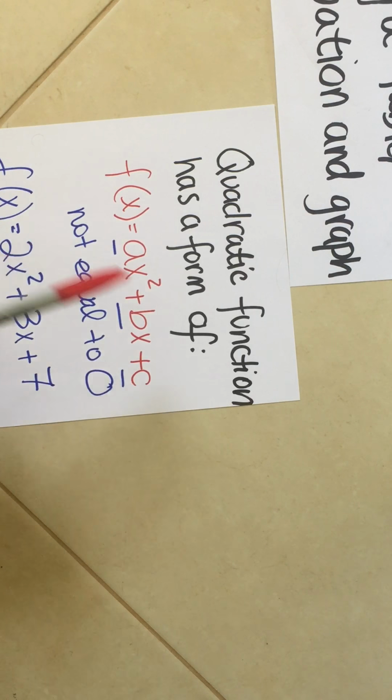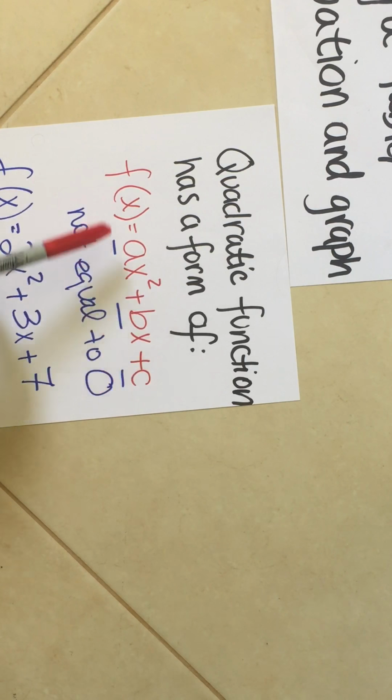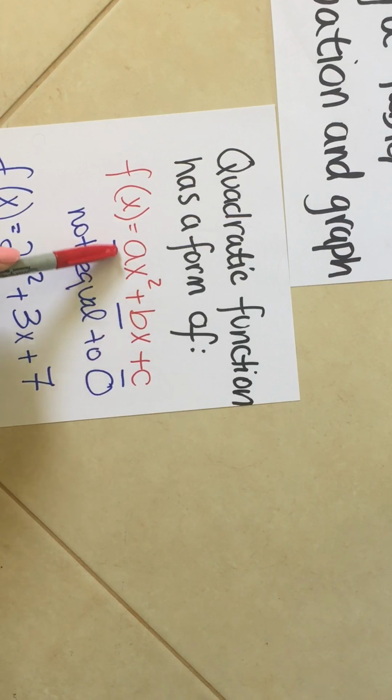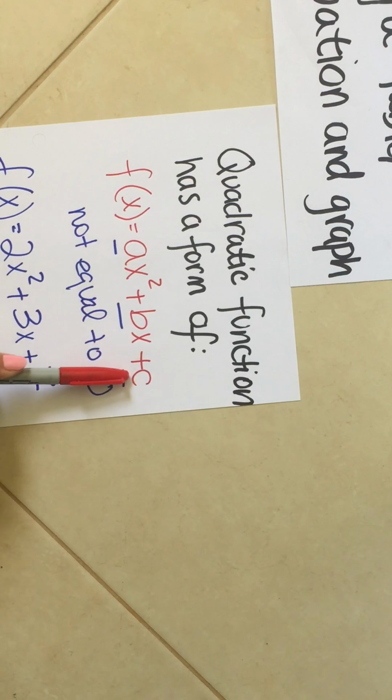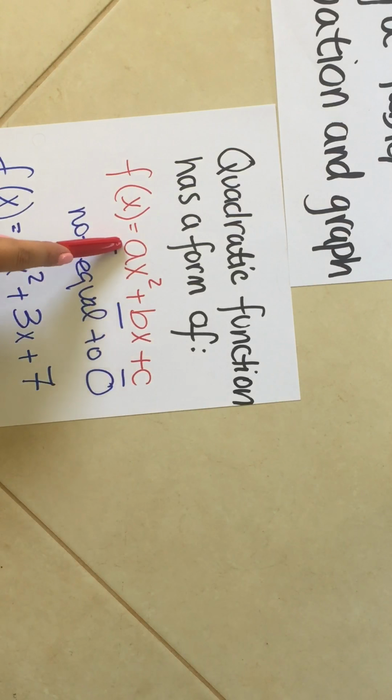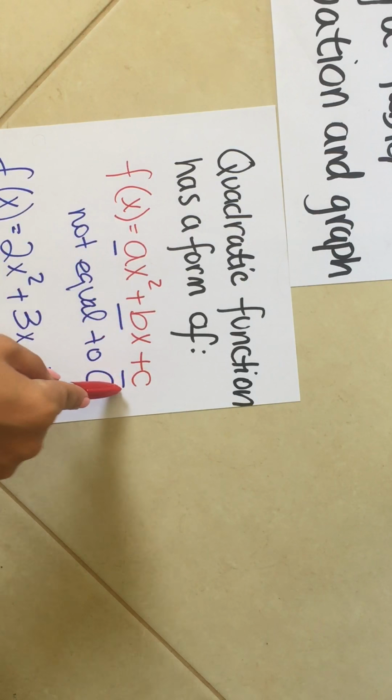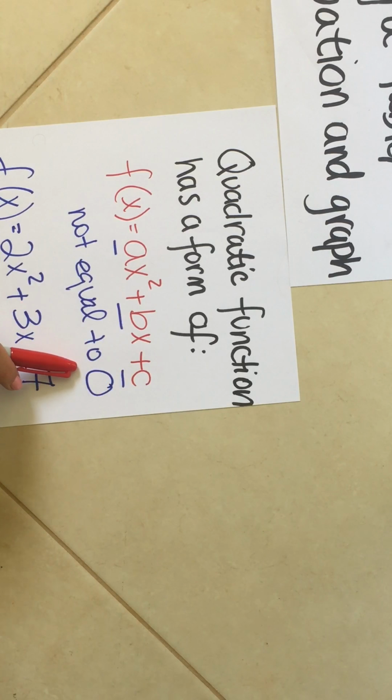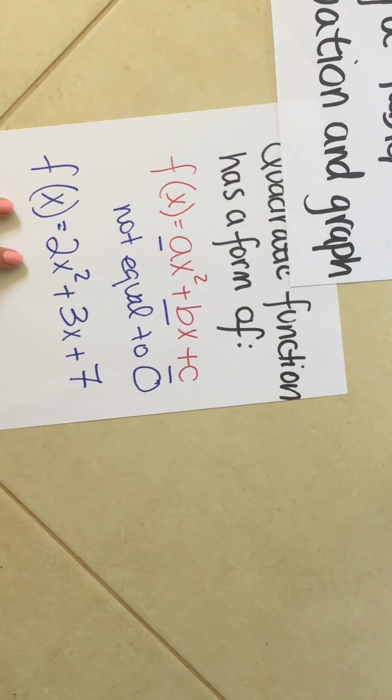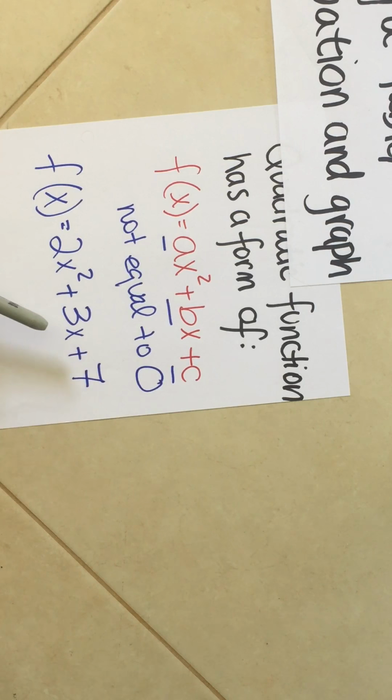And what is the standard form of it? The standard form of a quadratic function is f of x equals ax squared plus bx plus c. The variables a, b, and c cannot be equal to 0. And an example of a quadratic function could be f of x equals 2x squared plus 3x plus 7.